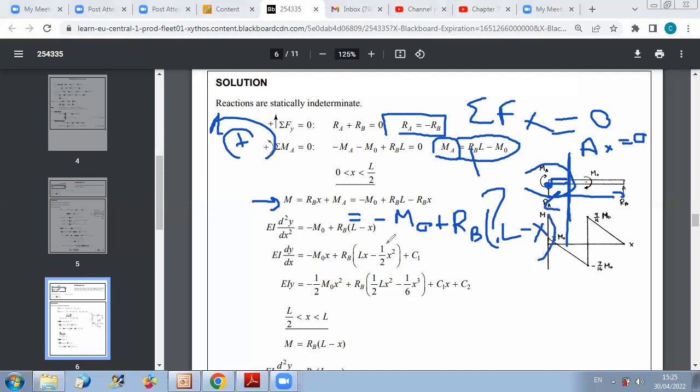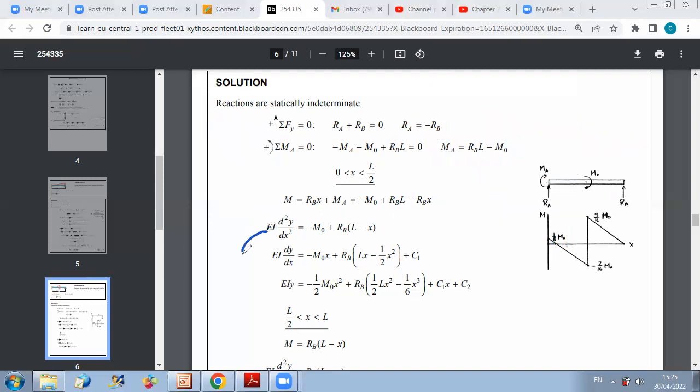Okay, so we are done with this part. Then, as we said, we should integrate it twice. We integrate the first time: the integral of minus M0 is minus M0x, and the integral of RB times (L minus x) is RB times (Lx minus x squared over 2). We don't forget to add C1. Integrating another time to get y, EIy is minus half M0x squared plus RB times (half Lx squared minus x cubed over 6) plus C1x plus C2.